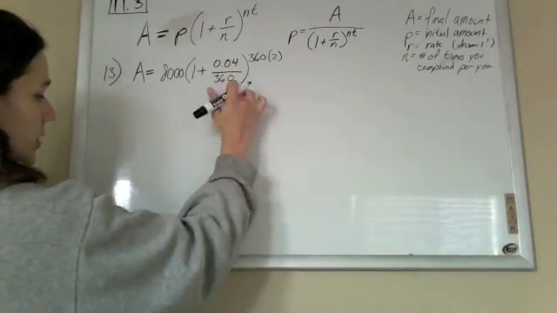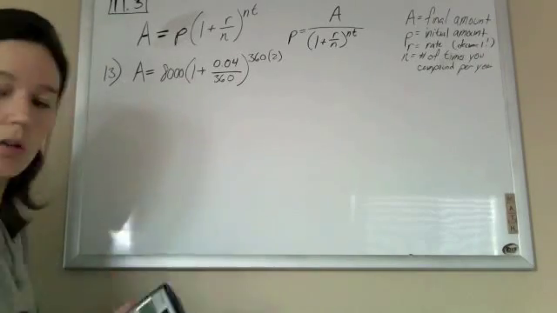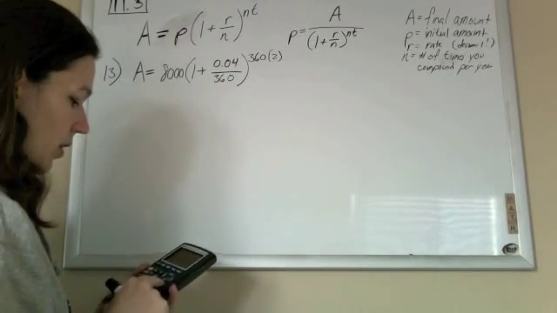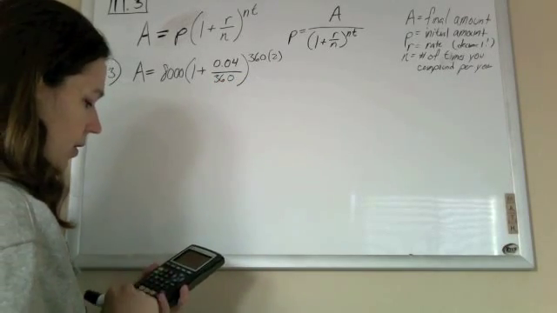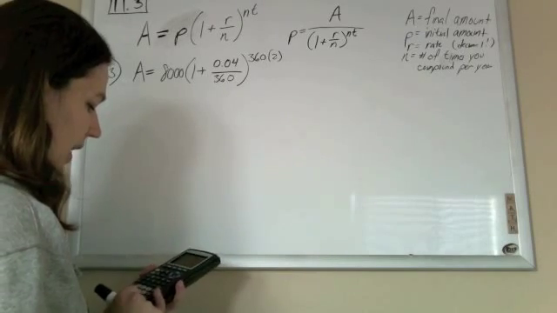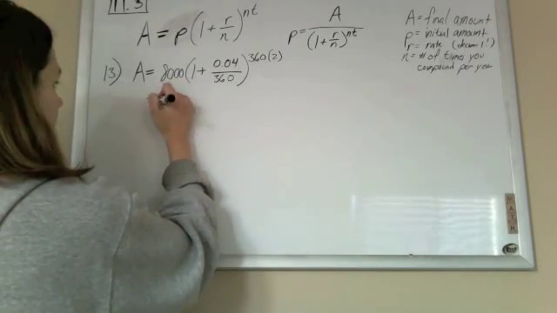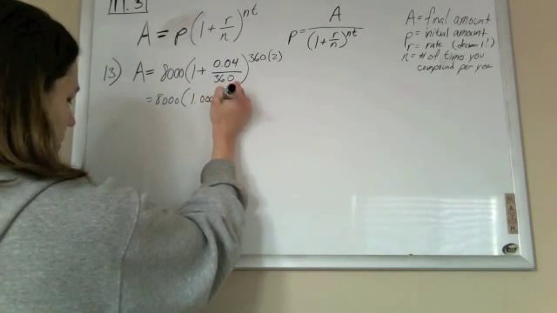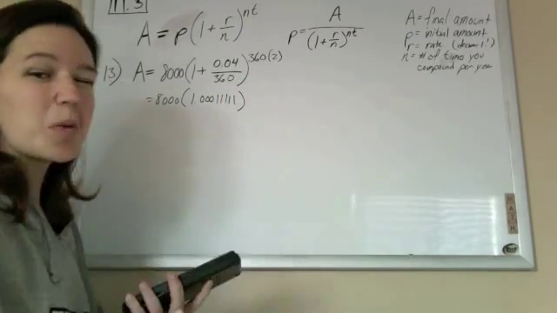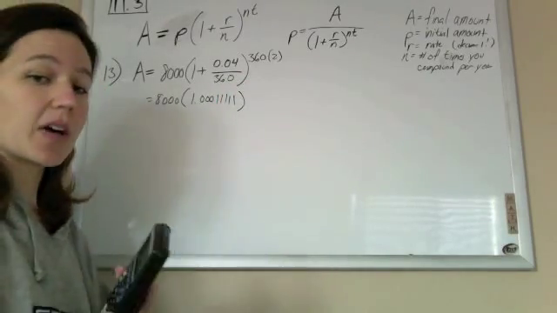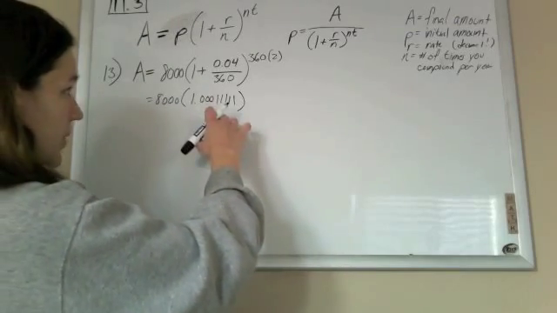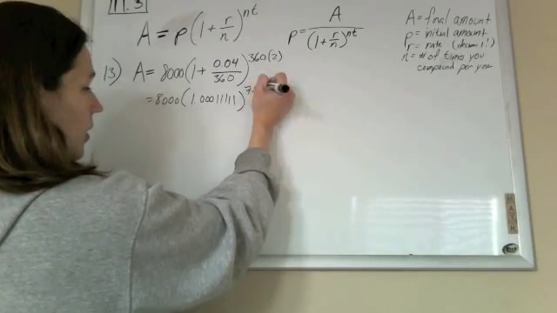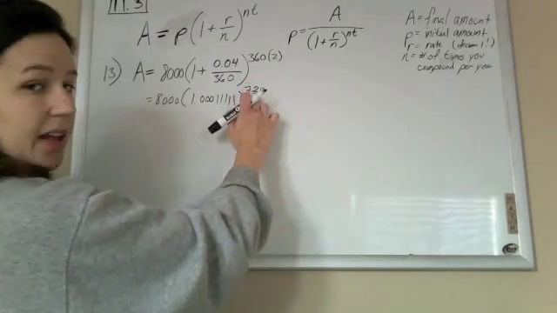I'm going to do this first. So if I do 0.04 divided by 360, and then I add 1 to that, I get 1.0001111. Keep a bunch of decimals until you're ready to give a final answer. So I'm just going to keep a bunch. 360 times 2 is 720. So now I'm going to do this raised to that power.